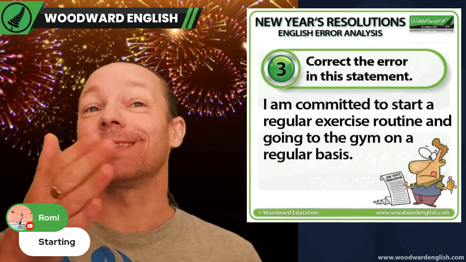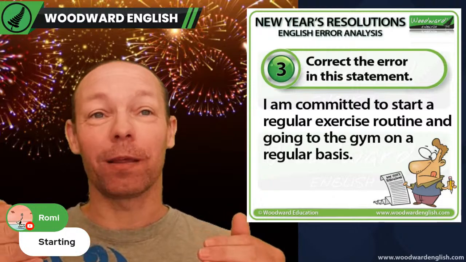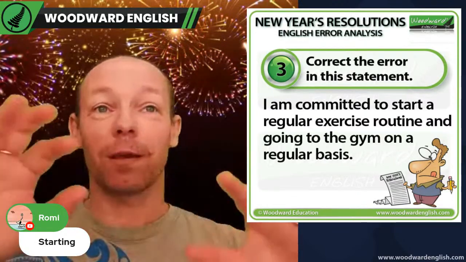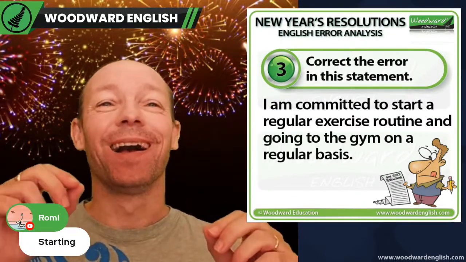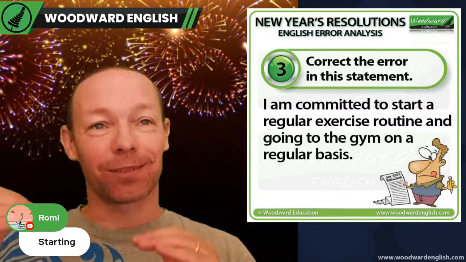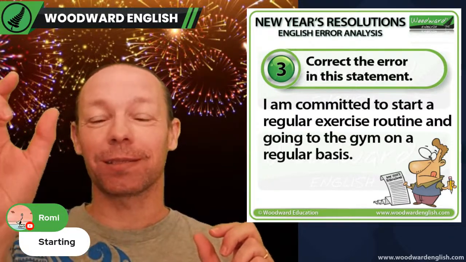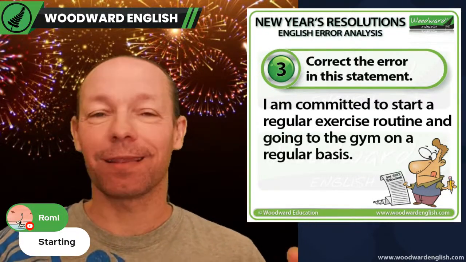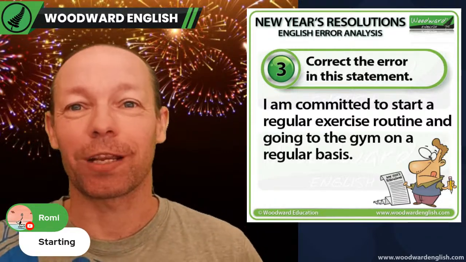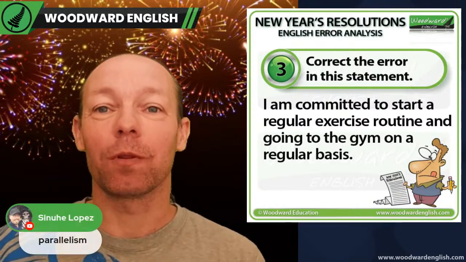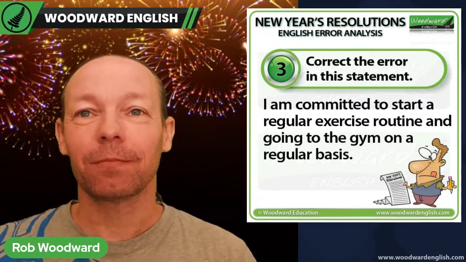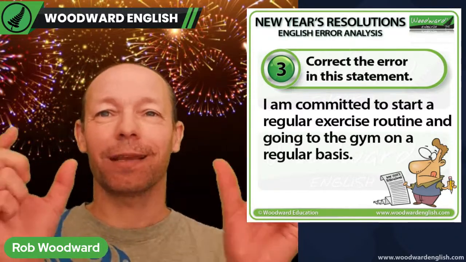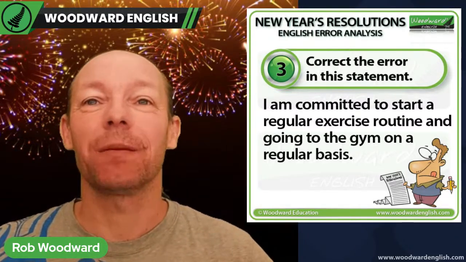No, because if the first one is starting, it's called parallel structure. This is quite advanced. It's for the TOEFL exam, and it's hard to show without writing on the screen. I'm committed to starting, and then so going. Starting, going. Parallel. They're the same type of grammatical structure. Some people call it parallelism. That's another way of saying it. I remember from teaching TOEFL, parallel structures need to be the same type, the same form.